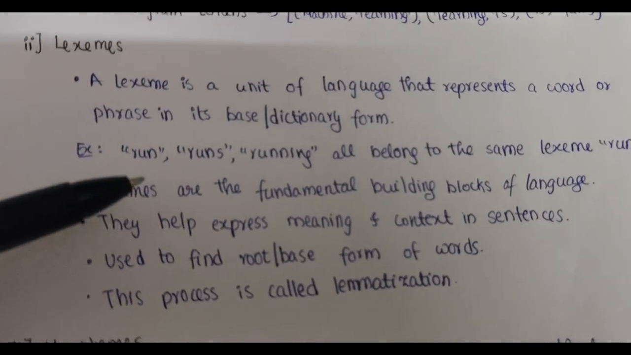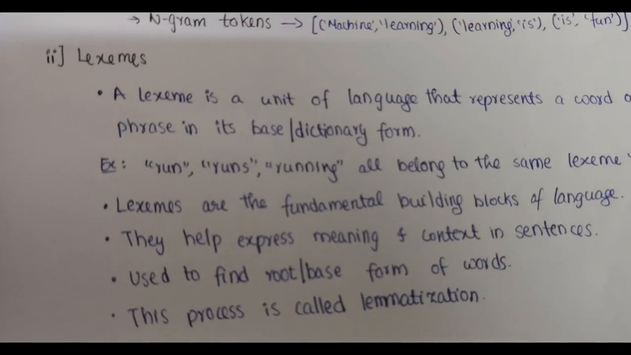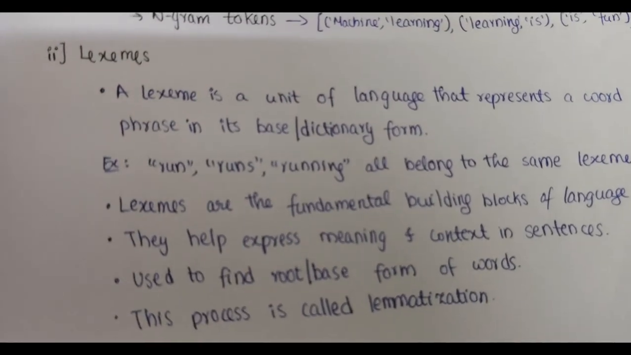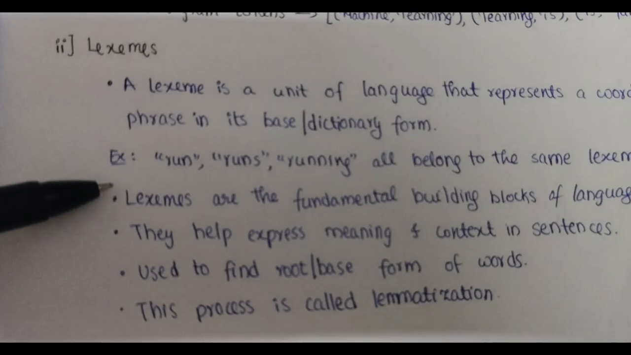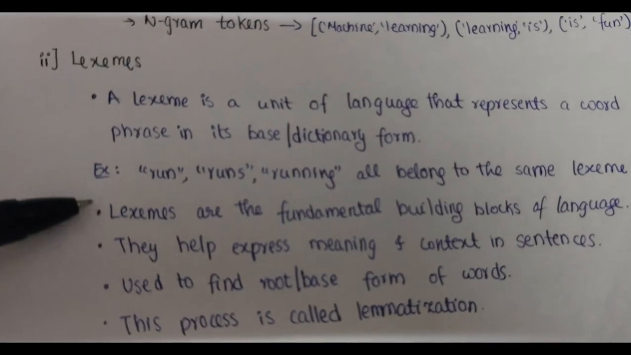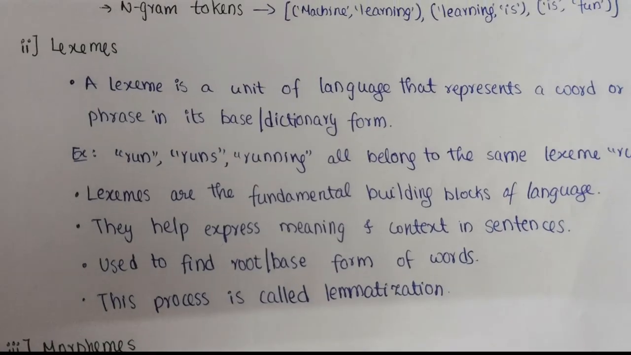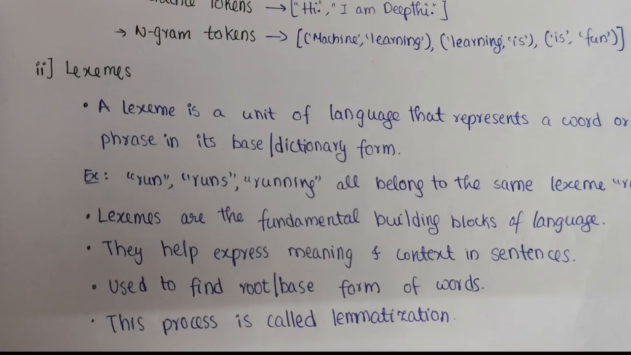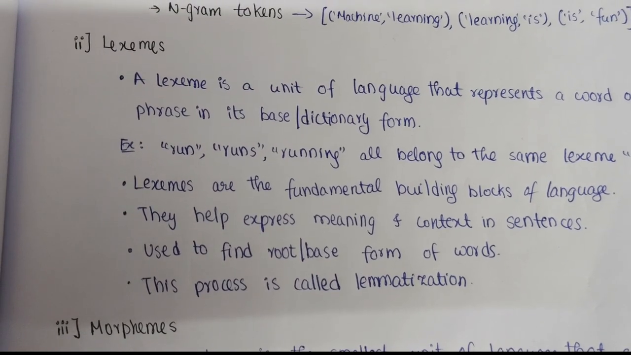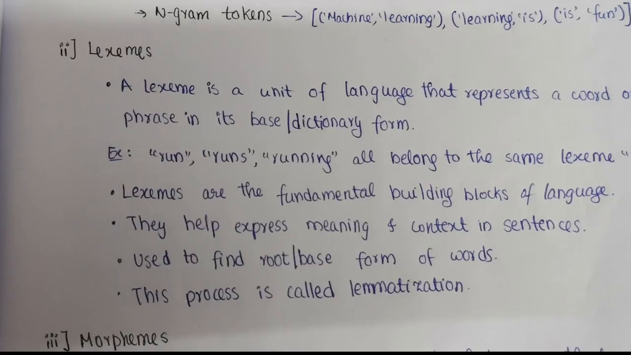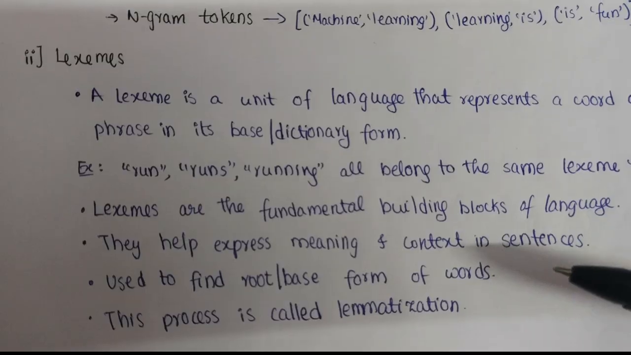Also, lexemes are the fundamental building blocks of the whole language. We'll get morphemes in the next main component, and those would be the fundamental building blocks of a word, while lexemes are the building blocks of a language. The next point is they help express meaning and context in a sentence. How? If I give "I am running," it will convert running into run, its root form. Then we can check the definition of run in our dictionary. That is how it expresses meaning and context in a sentence.